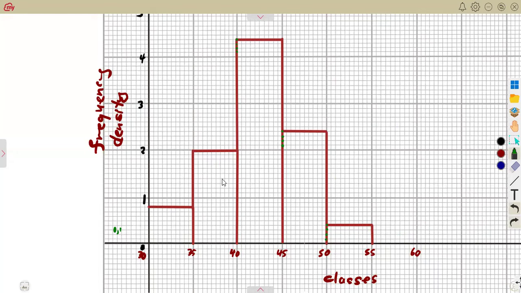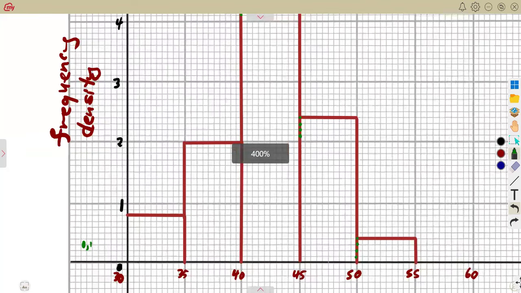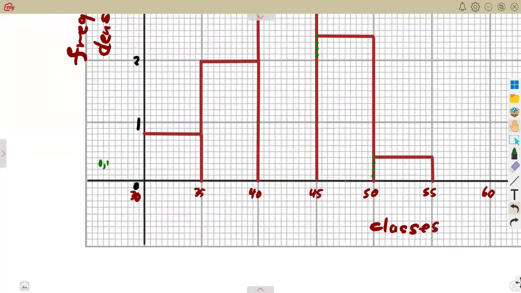So where I was saying the area of the bar, if you are to prove that, remember I said the area of this bar is supposed to give us the frequency. The area is equal to frequency. Frequency is equal to the area of the bar. So let's consider this area. From 30 to 35, how big is this? There's a difference of what? From 30 to 35, there's a difference of 5.